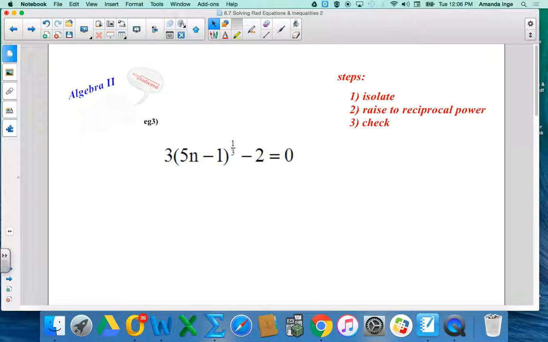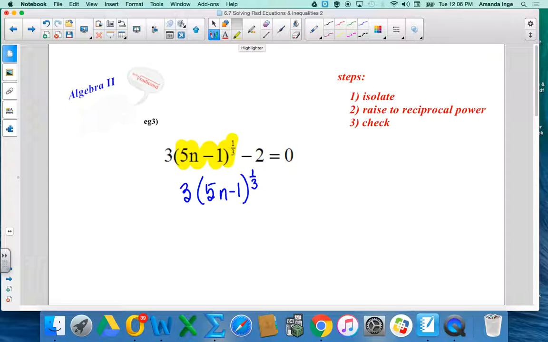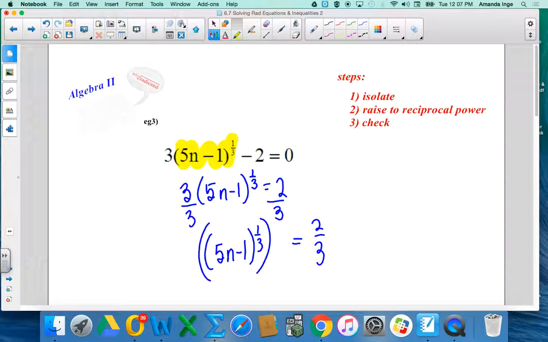So basically, all of this is what's underneath the radical sign, right? Because it's the cube root. So the first thing you want to do is isolate it. So we want to move 2 to the other side of the equation. And when we move 2 to the other side of the equation, now we want to divide by 3. You want to raise it to the reciprocal power.